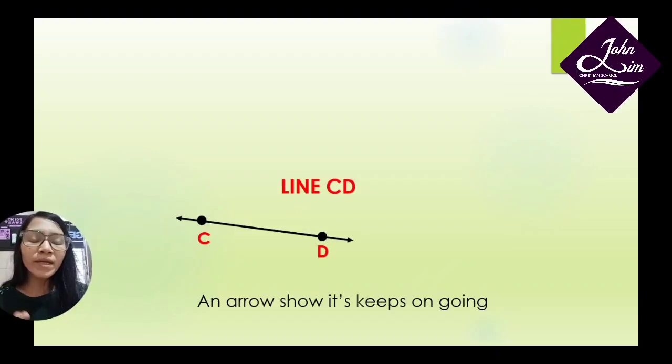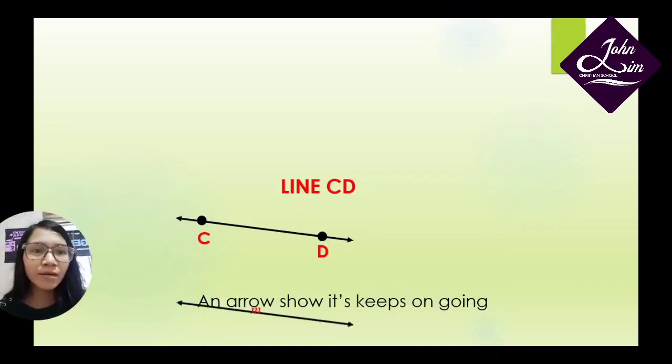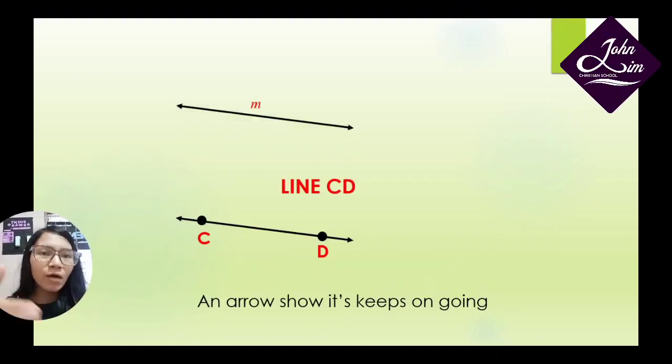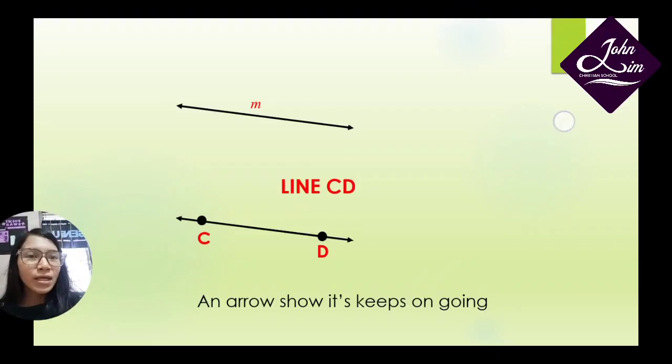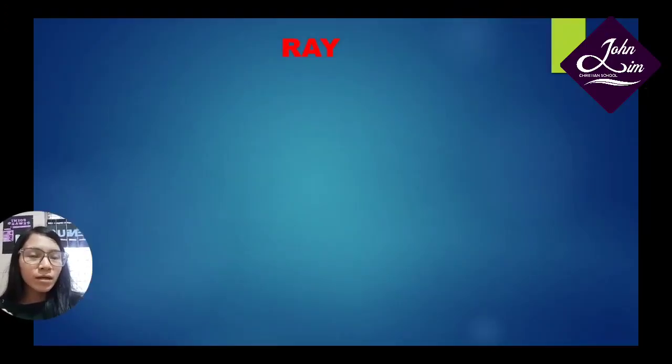Basically, it is a combination of line segment and line. It's called ray. Yes, ray. What is ray? Oh, before that, I want to tell you that a line can be represented by 2 labels. The first is line CD, and the second, we can represent a line labeled with a small letter. So like this, we can call this line M. Okay, now next is the ray.